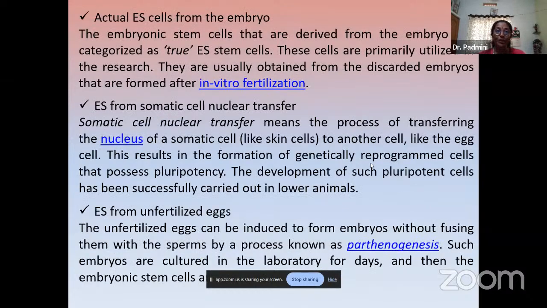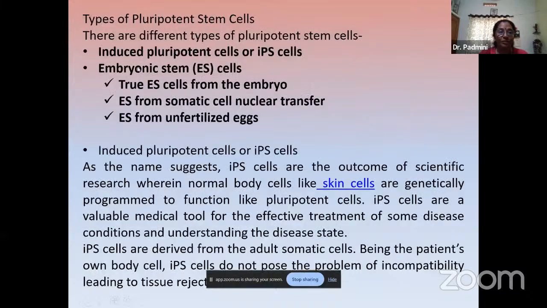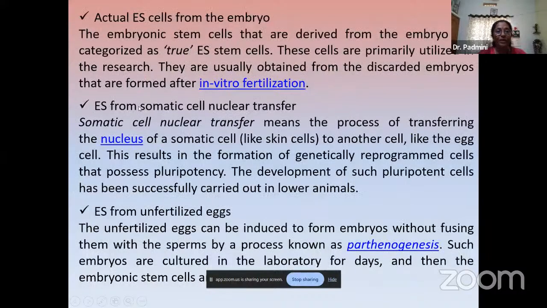Now coming to embryonic stem cells, what I was talking about is this. We are going to talk about these three different types of cells in the embryonic stem cells. Under embryonic stem cells, actual embryonic stem cells from the embryo is what you're going to talk about. That is, the embryonic stem cells derived from the embryo are categorized as true embryonic stem cells. So how are you going to do this?